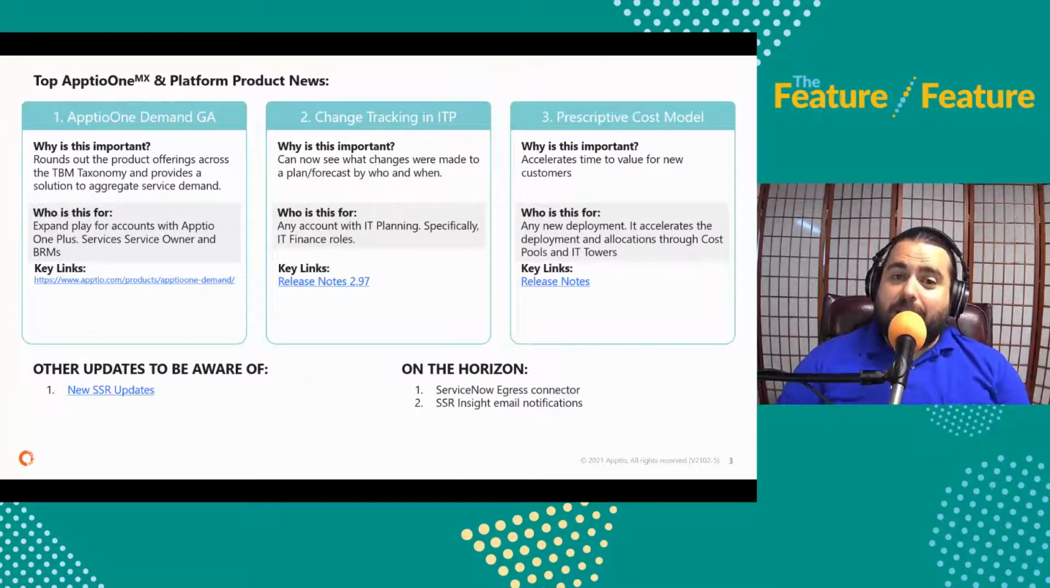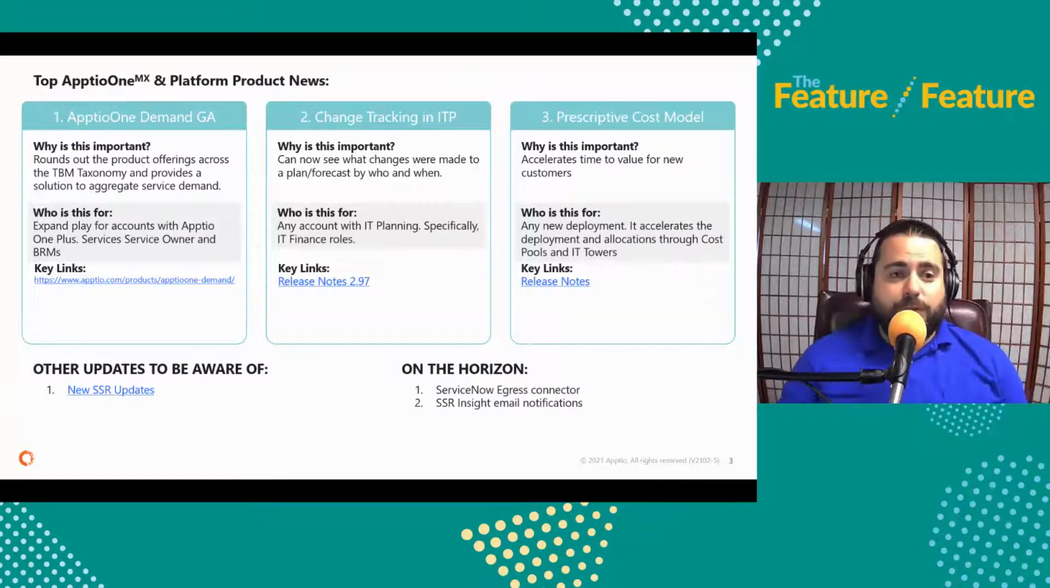Second big update, change tracking in IT planning, right? So now there's actually audit logs in IT planning that allow you to see not only that there has been a change, but what that change was and who made it. So really big deal here, big request from our customers, really pleased to be able to deliver that.